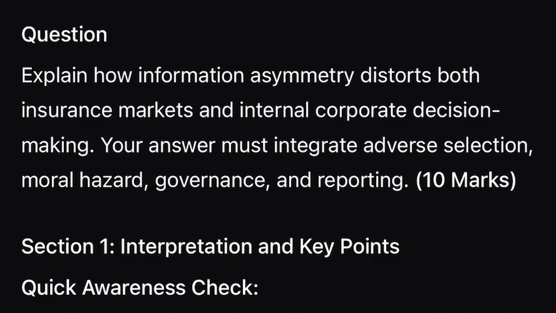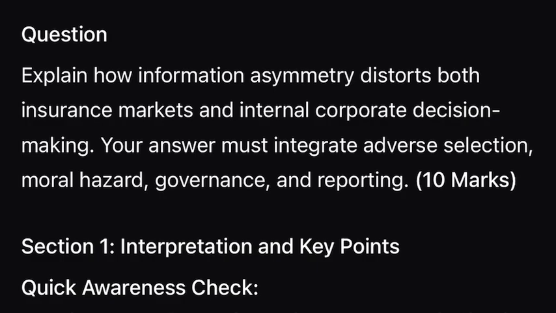Section 2. Logic breakdown. 1. Market distortion, external. Information asymmetry creates a market for lemons. Adverse selection occurs because the insurer cannot distinguish between high and low risks. If they charge an average price, the low risks leave, and the insurer is left with a loss-making pool. Moral hazard follows, as the safety net of insurance encourages riskier behavior, e.g., leaving a car unlocked.